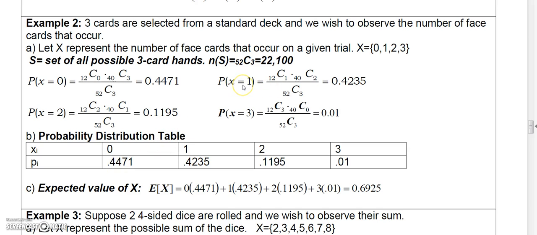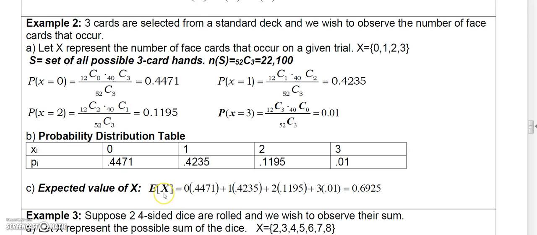And then the probability that you get 1 face card, 12 choose 1 times 40 choose 2, divided by this denominator gives you 0.4235. And I put that down here below 1. And then here, the probability that x is 2 would be 12 face cards choose 2 and 40 non-face cards choose 1. Divide that by 52 choose 3 and you get 0.1195, and put that down here in this space. And then finally, the probability that x equals 3, that would be 12 choose 3 times 40 choose 0 over 52 choose 3, and that probability is 0.01.